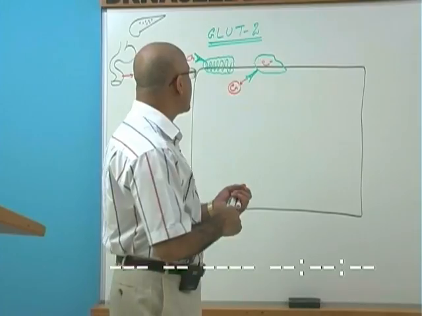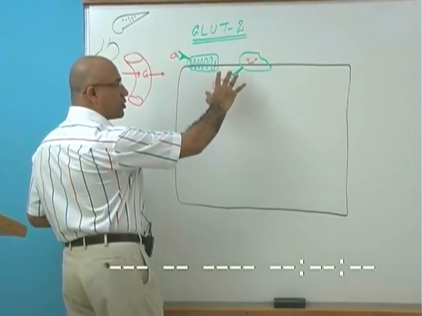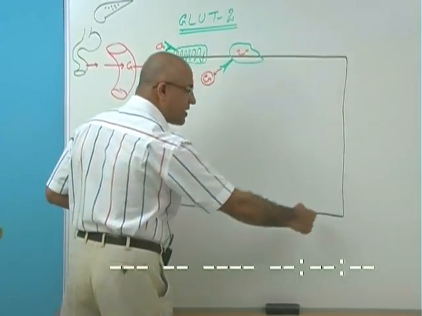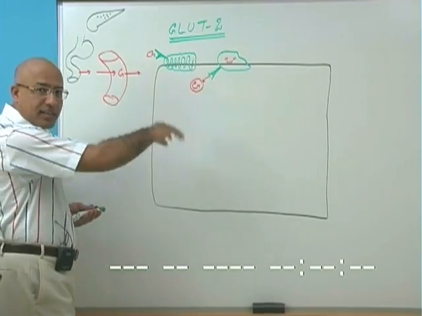Let me tell you one thing. Right now, as I told you, there are thousands and thousands of GLUT-2 molecules present on the beta cell of pancreas taking the glucose in.